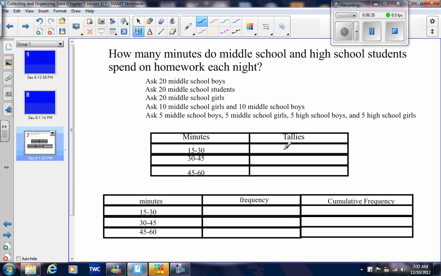All right, so as you're asking the kids questions in your survey, you're taking down tally marks. Tally marks look like this. Many kids have seen these before. They don't know they're called tally marks, but they've seen them. Okay, so if I start just filling in some data here, let's say there were 9 kids that said they spend 15 minutes to 30 minutes working on their homework.